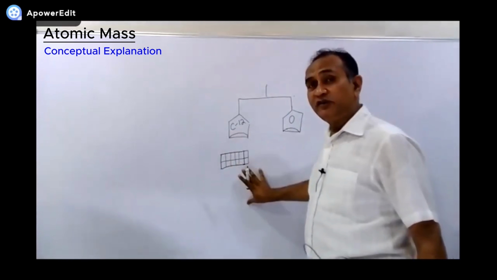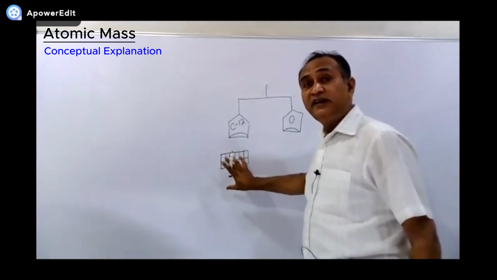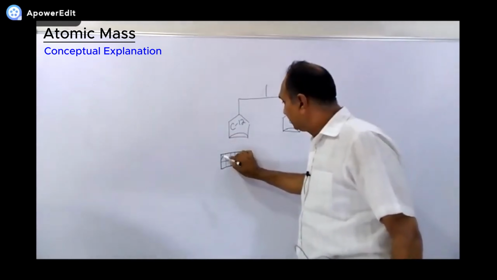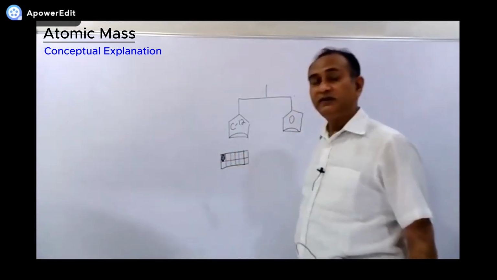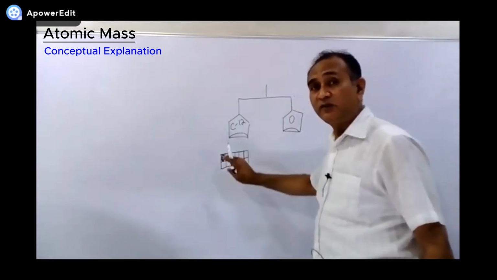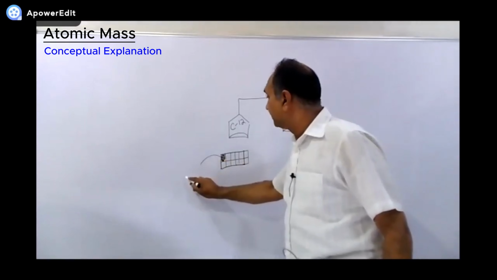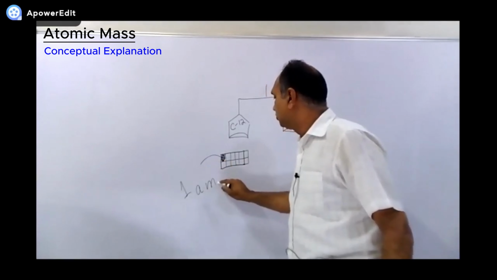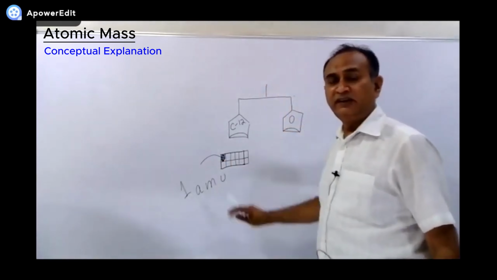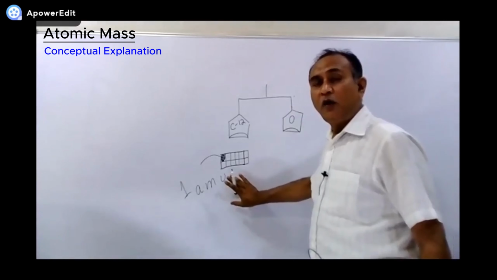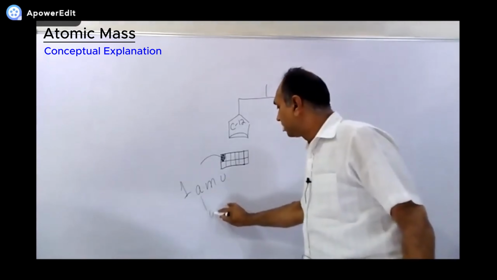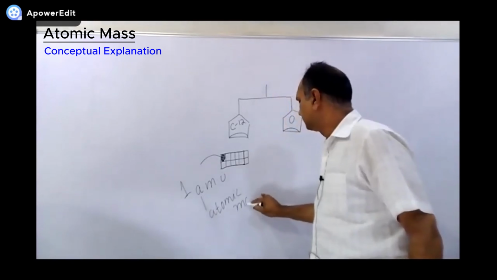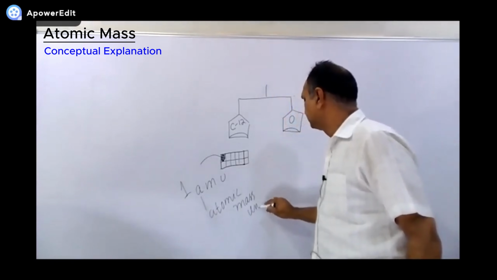So carbon 12 is chosen. This is carbon 12. They divided the mass of carbon into 12 parts. This is one part. This one part is called 1 AMU. AMU stands for atomic mass unit.